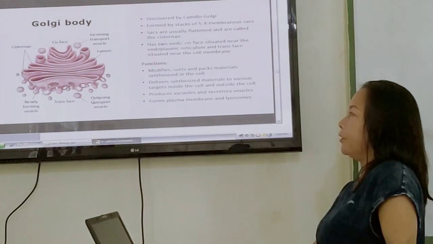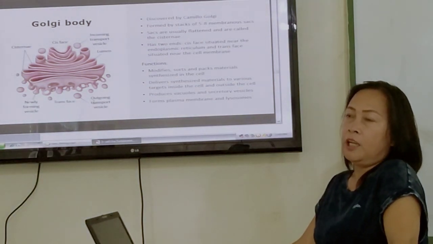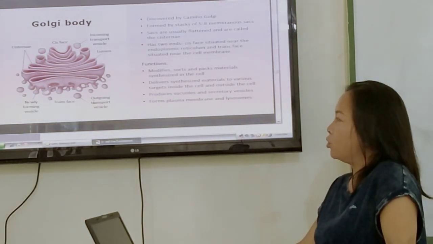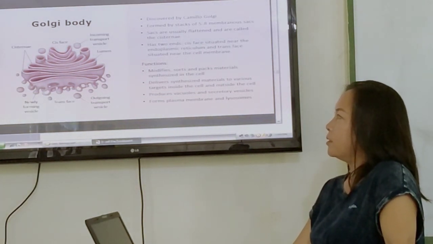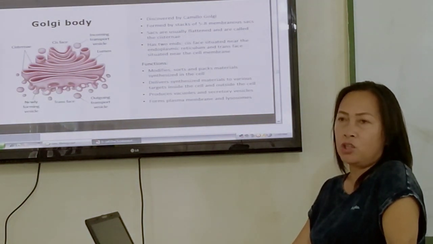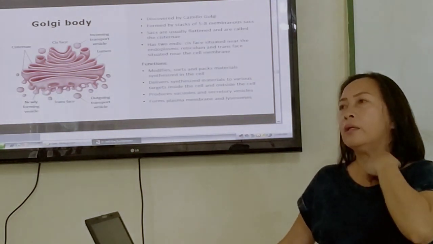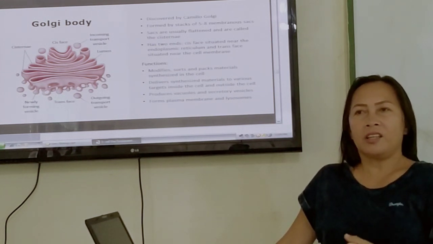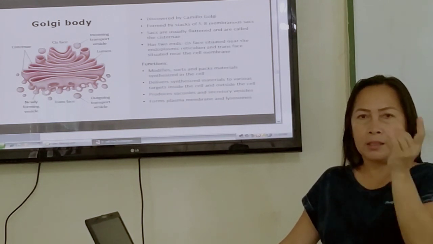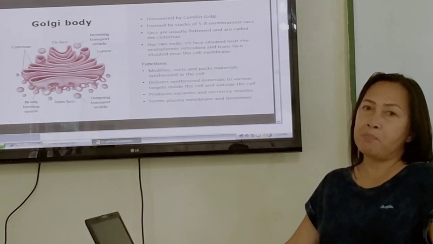Now, the Golgi body or Golgi apparatus lies in very close proximity with the endoplasmic reticulum, especially the rough endoplasmic reticulum. What's the function of this Golgi? The function of this Golgi is for packaging and secretion. This is where the immature secretory proteins from the ER are directed for maturation, or for packaging.